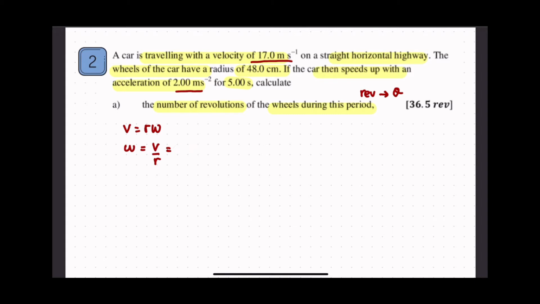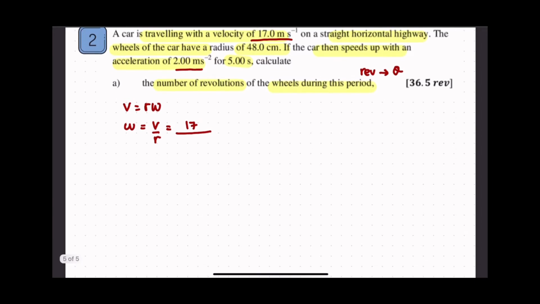Or we can just write it: 70 divided by 48 times 10 to the power of negative 2. So we will get 35, sorry, 145.83 maybe. Okay, later you calculate again. Radian per second.